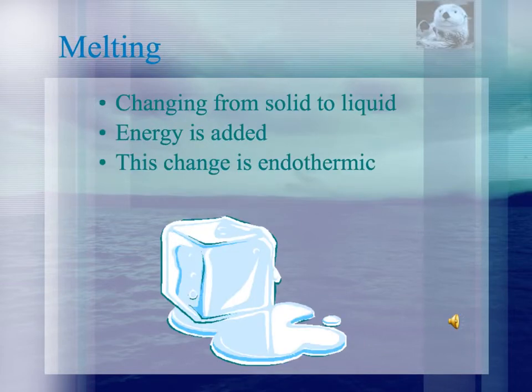Let's talk about changes in states of matter. Melting. When something melts, it's going from solid to what? To liquid. When you're melting something, are you adding energy or taking it out? You're adding energy. When you add energy to something, that is considered an endothermic change. Say you're trying to make ice cream. You have liquid milk and you want to make it into a solid. To do that, do you take heat out of it or put heat into it? Taking heat out. So for melting, you're putting heat in.